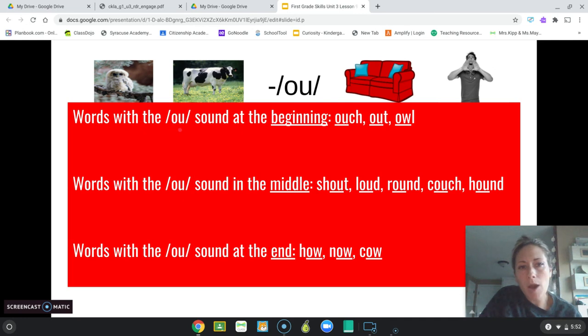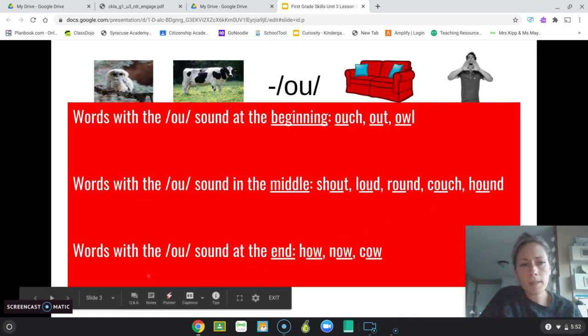Words with the ow sound at the beginning are ouch, out, and owl. Words with the ow sound in the middle of the word are shout, loud, round, couch, and hound. Words with the ow sound at the end are how, now, and cow. Sorry, that was hard to see what word I was pointing to with my red pointer.